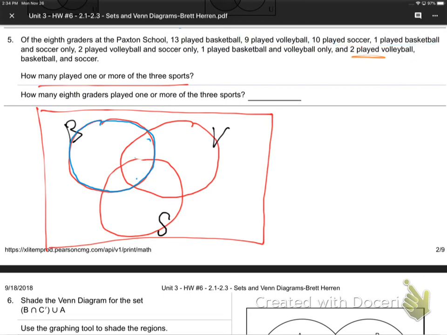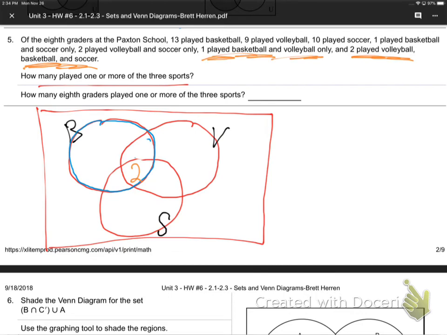Let's do that. 2 played volleyball, basketball, and soccer. Where does that go? Right smack dab in the middle. They're saying 2 people are in the overlap of all 3 circles. They're in the basketball circle, the volleyball circle, and the soccer circle. They play all 3. 2 people. Good? Now let's back up from there.